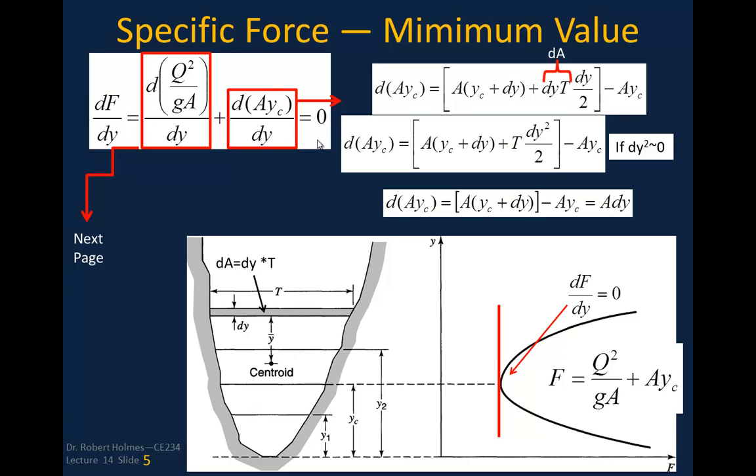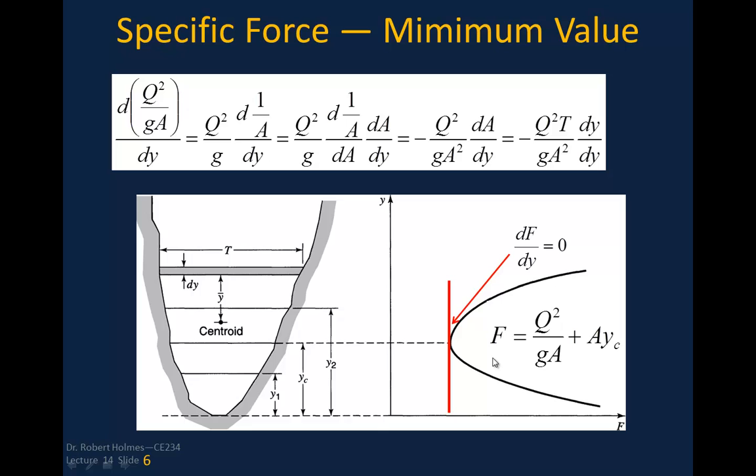I'm having a memory lapse. Various techniques within calculus let me bust this apart so I can solve for dF/dy. If I say that dF/dy equals 0, I'm talking about the minimum being right here at this location.